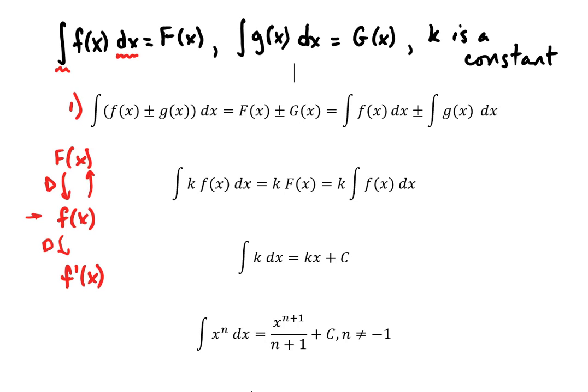That should look familiar. We've seen the same kind of thing done in limits and the same kind of thing done in differentiation as well. Number 2 should also look very familiar here. The integral of a function times a constant. The integral of k times your function f of x dx is equal to k times capital F of x, which is equal to k times the integral of f of x dx. So what this is saying is that if you have your function of x and you're multiplying it by some constant, you can pull that constant outside of the integral sign.